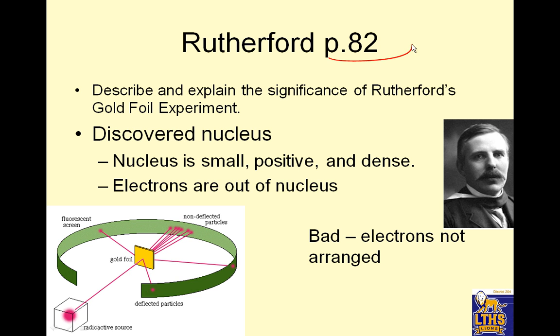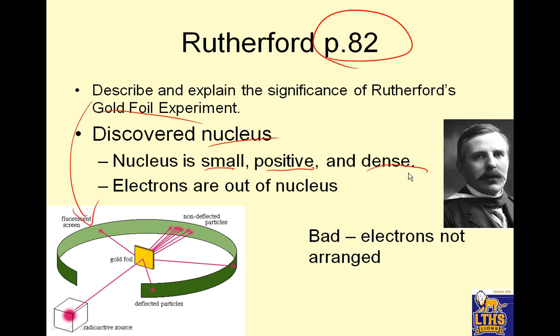Okay, Ernest Rutherford, please look at page 82 of your book and be able to describe this gold foil experiment. Okay, what this gold foil experiment did was help Rutherford discover the nucleus. So based on the evidence from this experiment, which we'll discuss in class, he discovered that there is a small, positive, and very tightly packed together or dense part of an atom. He called it the nucleus.